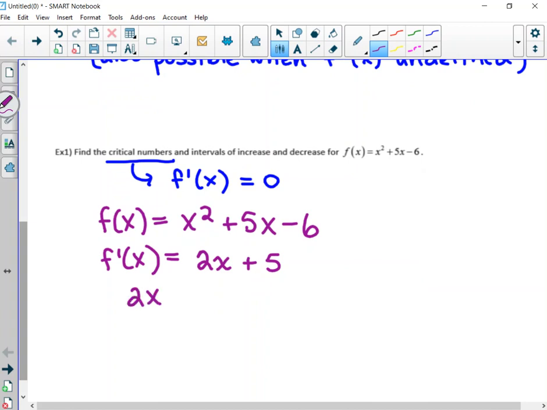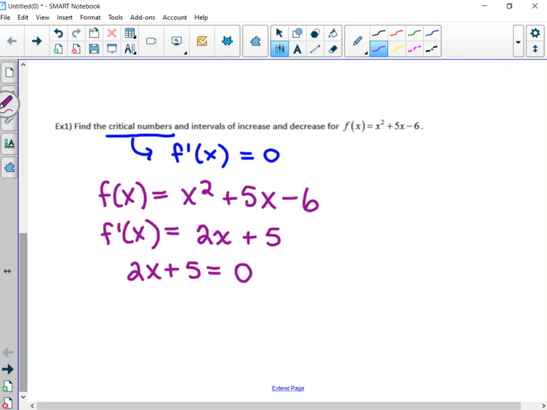Okay. And so then, in this case, since my original function is quadratic, my derivative is linear. Pretty easy to set a linear function equal to 0 and solve. That's a straight up algebra 1, even pre-algebra kind of skill. So 2x plus 5 equals 0, 2x equals negative 5, x equals negative 5 halves. Okay, everybody okay with that?